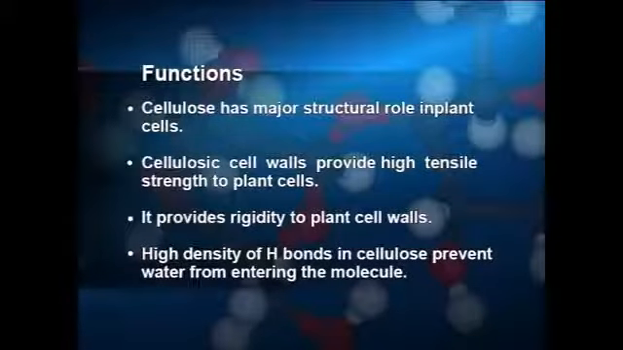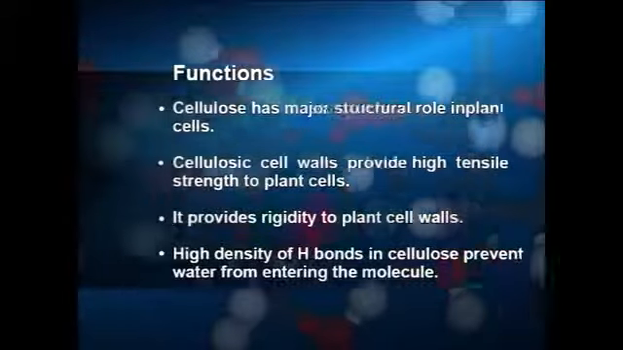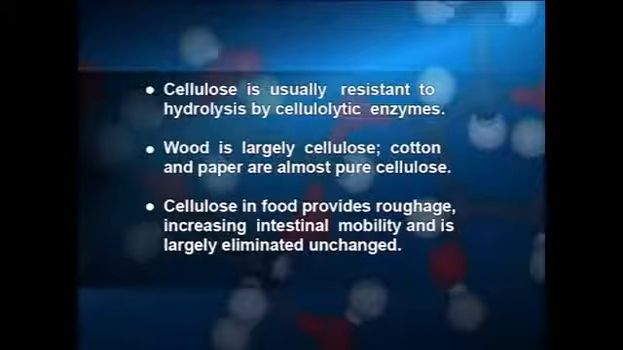Functions of cellulose. Cellulose has a major structural role in plant cells. Cellulosic cell walls provide high tensile strength to plant cells. It provides rigidity to plant cell walls. It has a high density of hydrogen bonds which prevent water from entering the molecule. So cellulose is usually resistant to hydrolysis by cellulolytic enzymes. Wood is largely cellulose. Cotton and paper are almost pure cellulose. Cellulose in food provides roughage, increasing intestinal motility, and is largely eliminated unchanged.